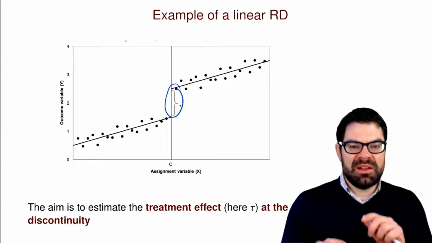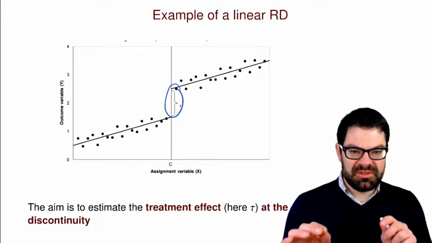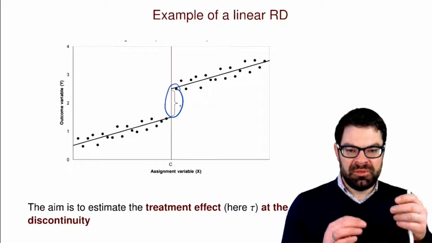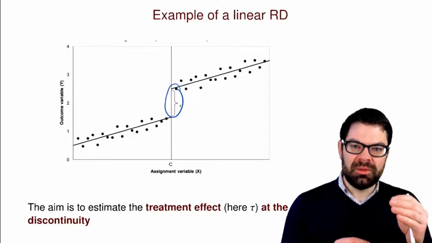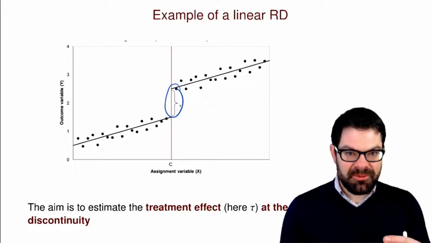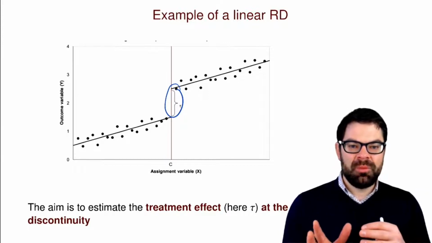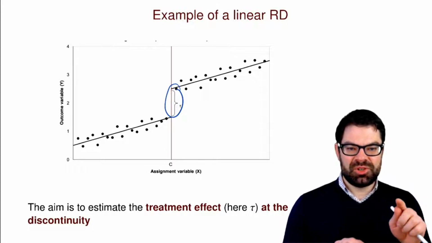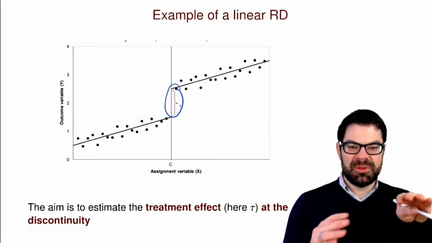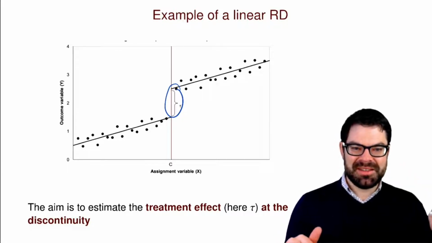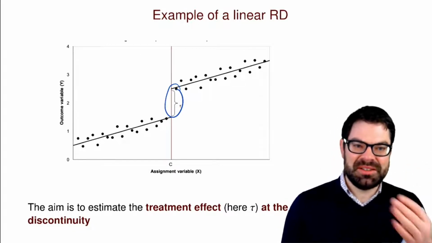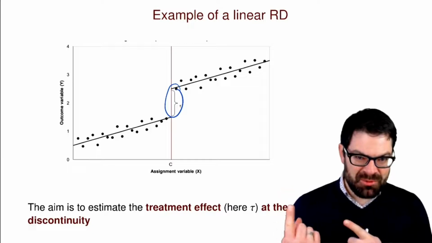There are obviously lots of things we need to think about. To what extent is that jump real, or is it just a statistical artifact? How big is that jump really? To what extent does it depend on the functional form, the slope of those lines and the shape of those lines? Should they be linear? Should they not be linear? And so on. There's lots of things to think about, but that's how it works in principle.